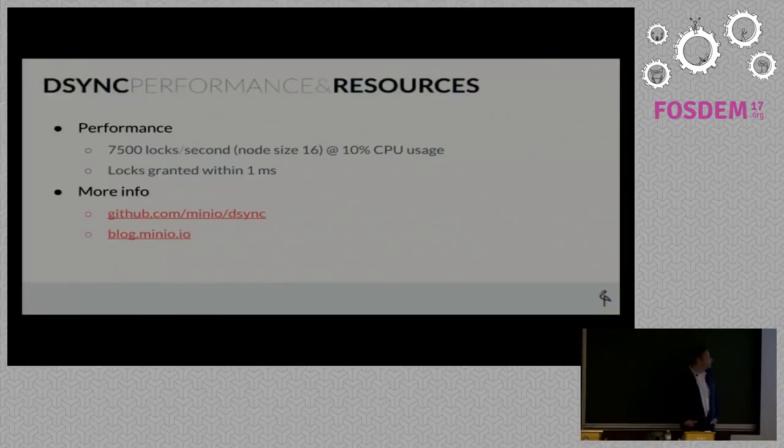In terms of performance, on a 16-node configuration, we were able to do like 7,500 locks per second. It takes about 10% CPU usage on a regular server. And typically a lock is granted within 1 millisecond. So this quite nicely met our requirement in terms of an object storage.